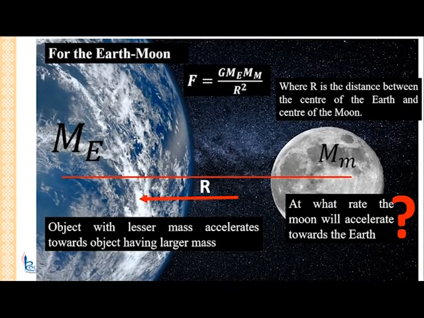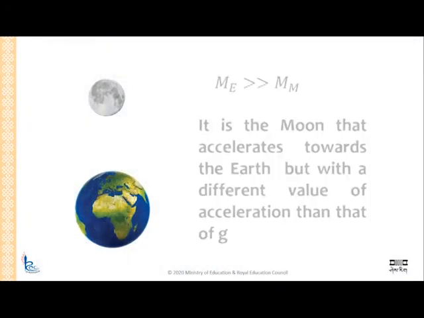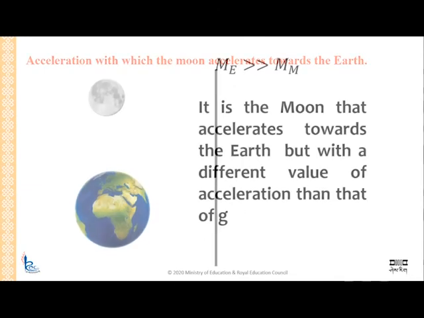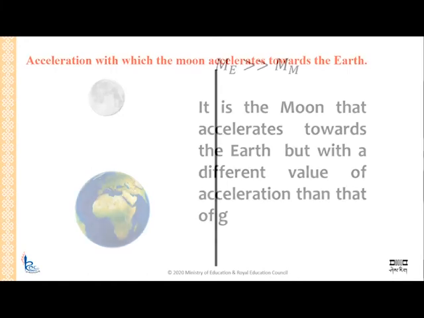But again, at what rate will the moon accelerate towards the earth? So here it is the moon. As we have seen already, it is the moon that accelerates towards the earth, but with a different value of acceleration than that of the acceleration due to gravity on the surface of the earth. That means the value with which the moon will accelerate towards the earth is different than the value with which the earth attracts the objects around the surface of the earth.